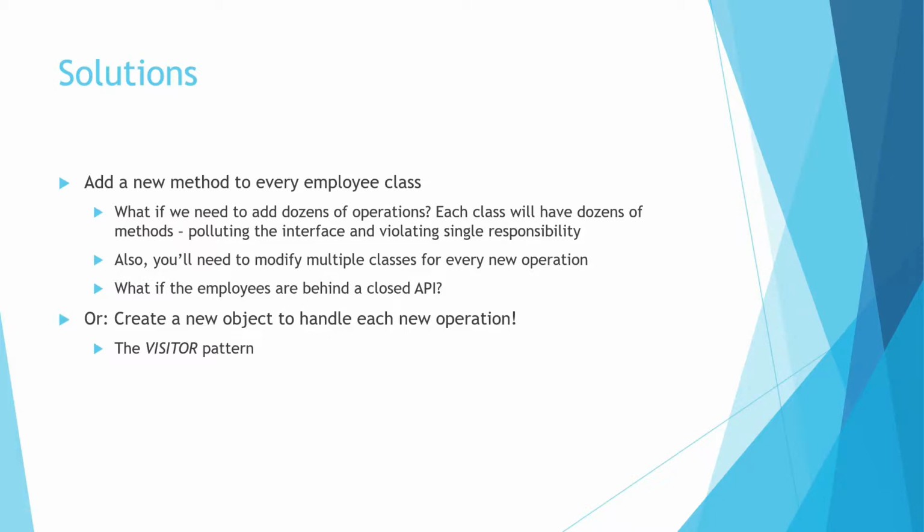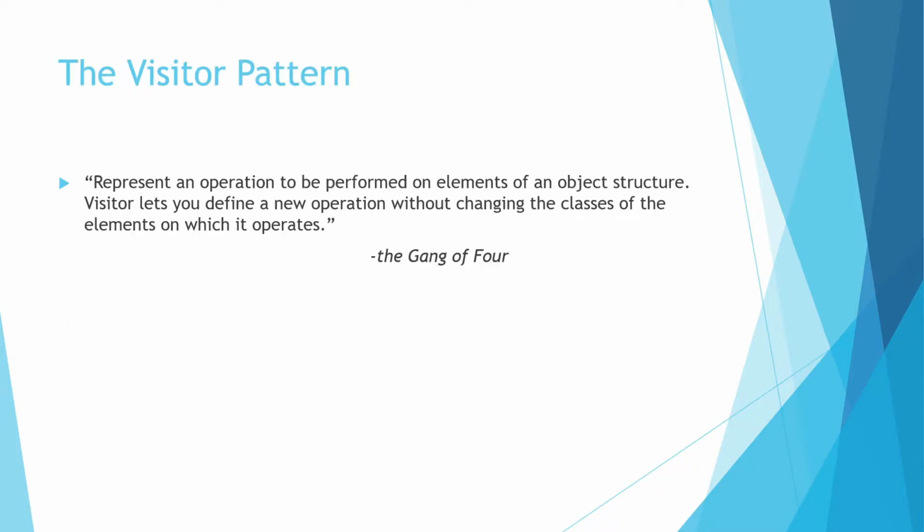And what if we want our employees to be behind a closed API? So we have our employees, and we put that out there for other services in a company to consume, but we don't want them to be able to modify our classes. So the other option is that you create a new class that can handle each new operation. And this is called the visitor pattern, and that's what we're going to talk about a little more.